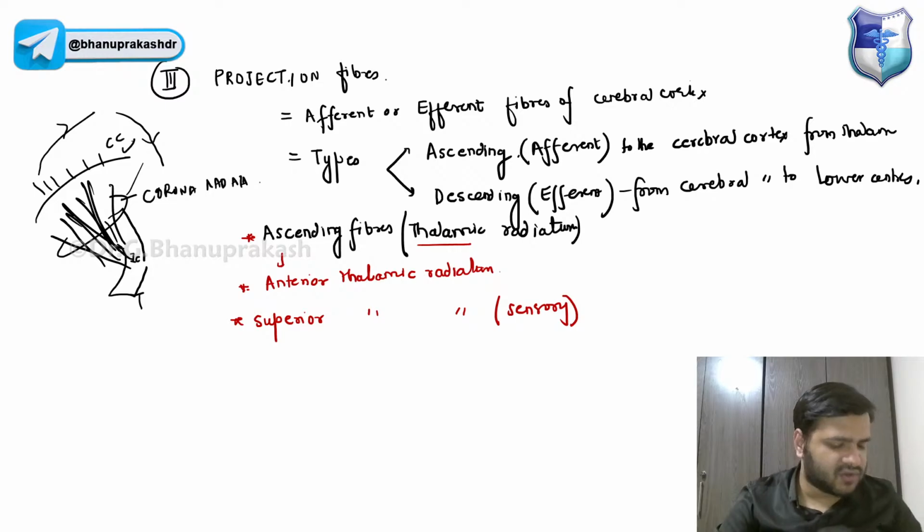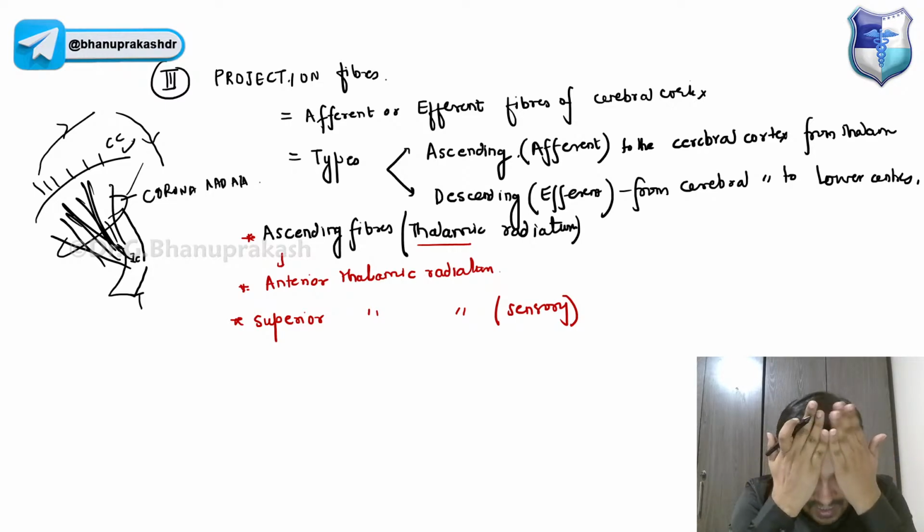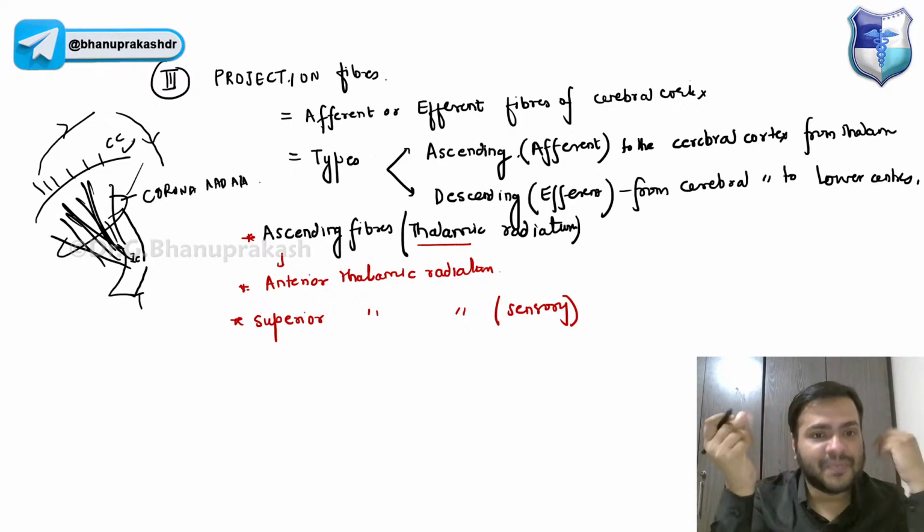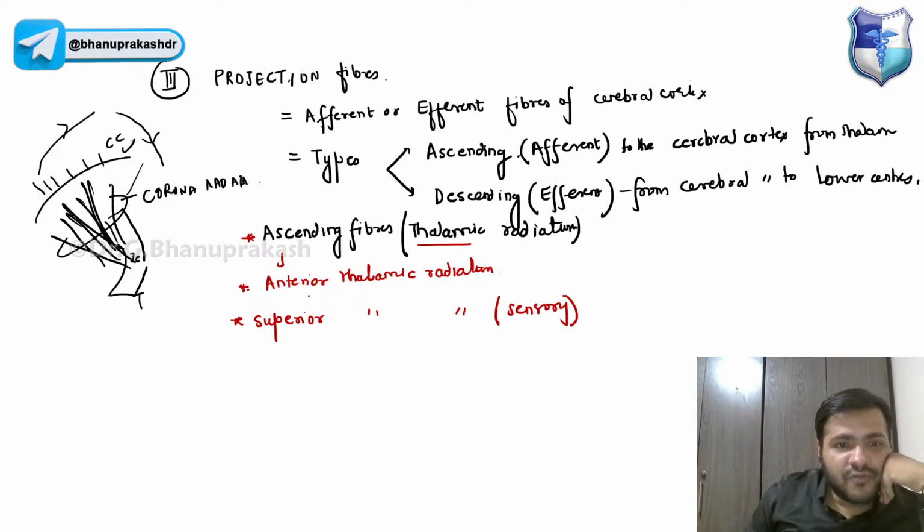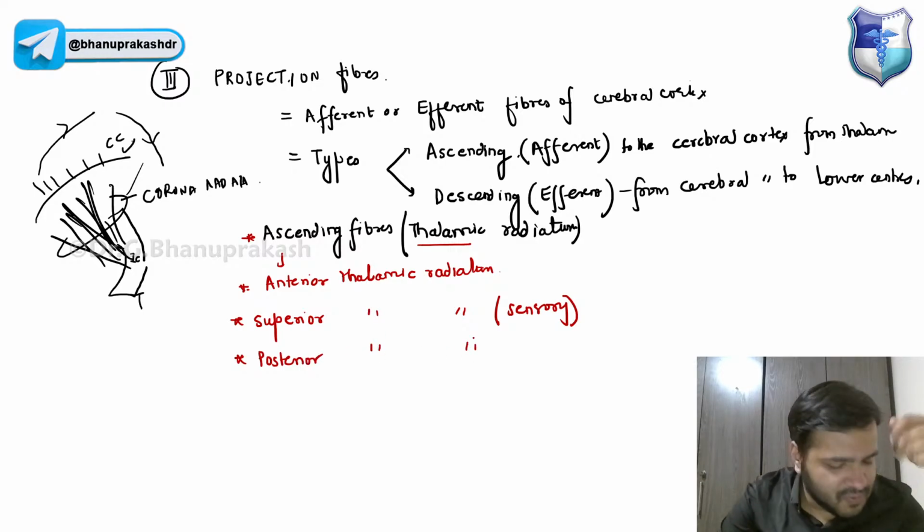Which motor area is in the post-central gyrus? Can anyone tell me? I have already told you this. One more we have, the posterior thalamic radiations. Which area is in the precentral, which is in the postcentral? Tell me quickly.